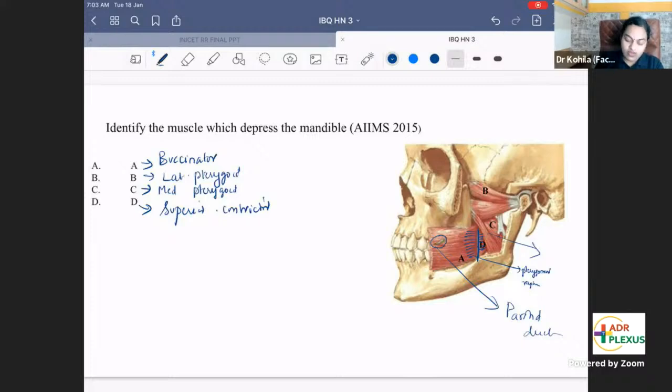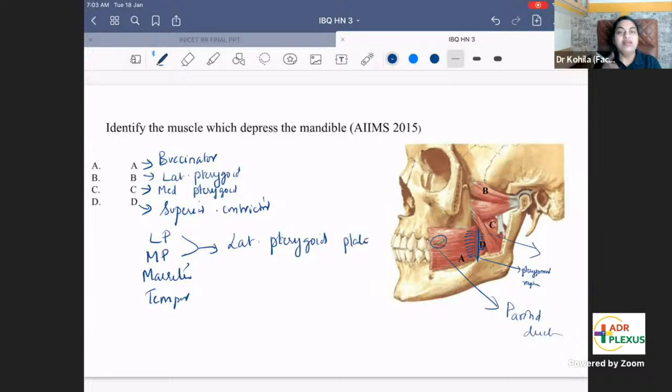So, what are the four muscles of mastication? Lateral pterygoid, medial pterygoid, masseter, and temporalis. Why are they called lateral pterygoid and medial pterygoid? Both these muscles originate from the lateral pterygoid plate. But what is the difference? Lateral pterygoid muscle will originate from the lateral surface of the lateral pterygoid plate. Medial pterygoid muscle will originate from the medial surface of the lateral pterygoid plate. Lateral pterygoid, as you see here, inserts into the capsule and the articular disc of the temporomandibular joint. Of the four muscles, that's the only one which causes depression of the mandible to open the mouth.